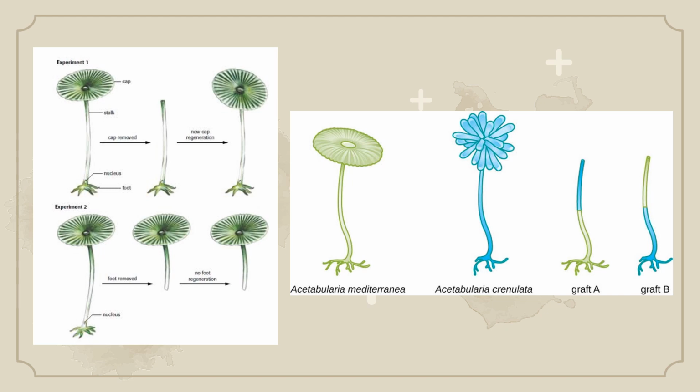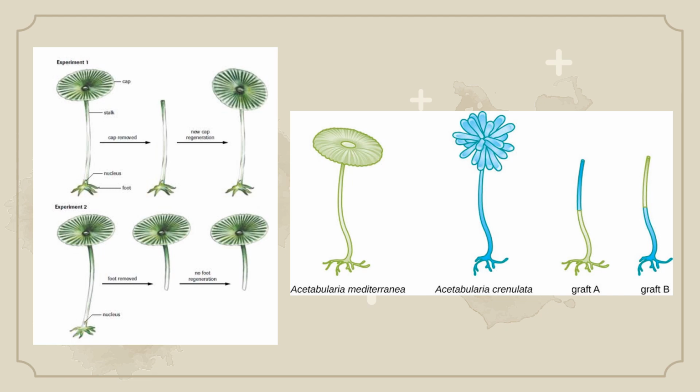So what did Hammerling do? Hammerling at first removed the cap portion along with the stalk of the Acetabularia mediterranea, and the rhizome regenerated the cap. But the cut portion, that is, the cap along with the stalk, doesn't regenerate the rhizome, because only the rhizome has the nucleus. So it regenerated the cap and the stalk portion, but the cap and stalk portion don't have the nucleus, so they cannot regenerate the rhizome. So this is the first concept. This he did in Acetabularia mediterranea as well as in Acetabularia crenulata.